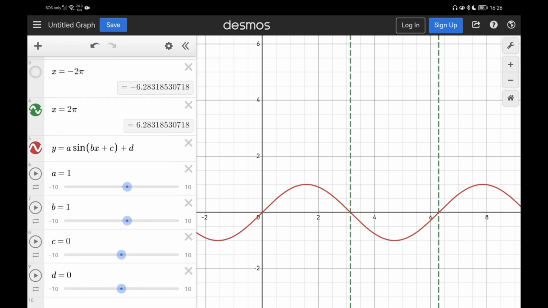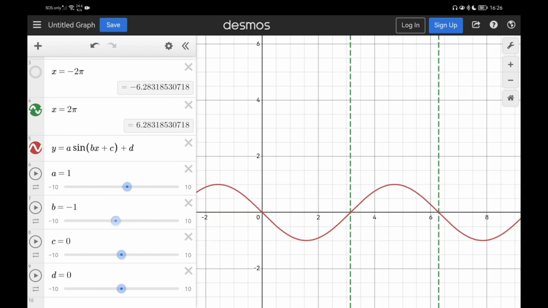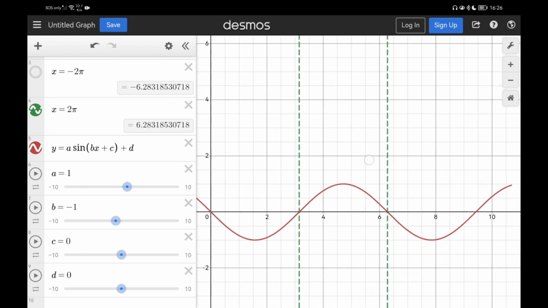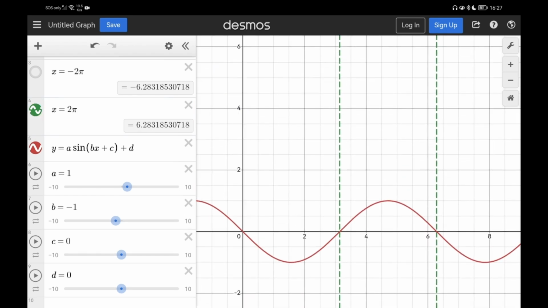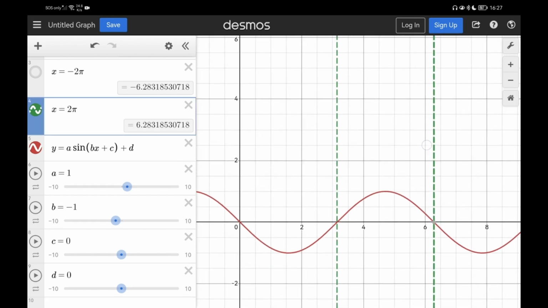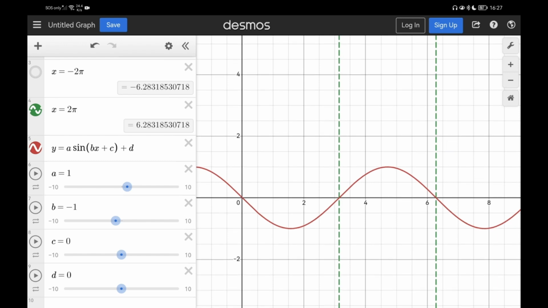So we replace the b with -1. As you can see, the sine negative x looks like this. It is exactly the same as the sine graph reflected on the y-axis, rather than the x-axis. So it's the reflection on the y-axis, which is exactly the same as the reflection for another dimension. Okay, so let's change it back.